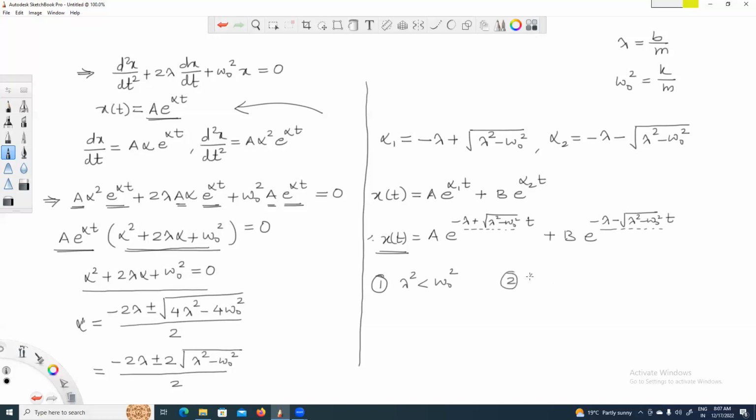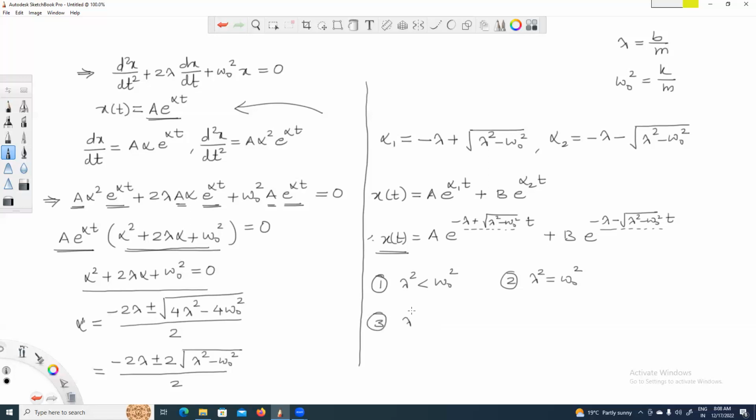Second case. The second case is lambda square equals omega naught square. So in that case, this term will vanish, and look at the solution: a e raised to minus lambda times t plus b e raised to minus lambda times t. So this is kind of a repeated solution. So we have a separate treatment in such cases, and we will not only have this e raised to minus lambda times t, but there will be one more function which will be linearly independent of this solution. That is going back to the solution of ordinary differential equations. So let's not worry about that part right now. Let's go to the third case.